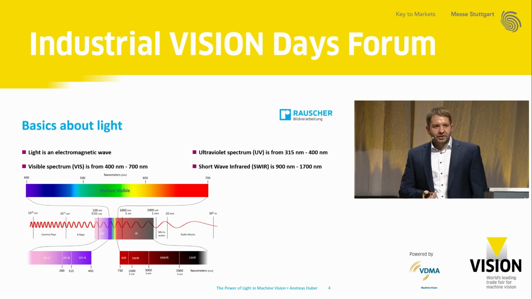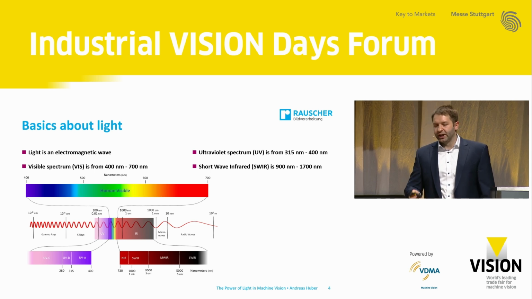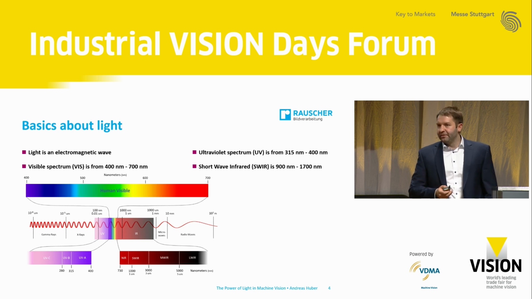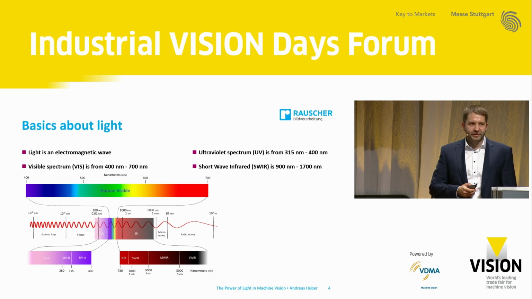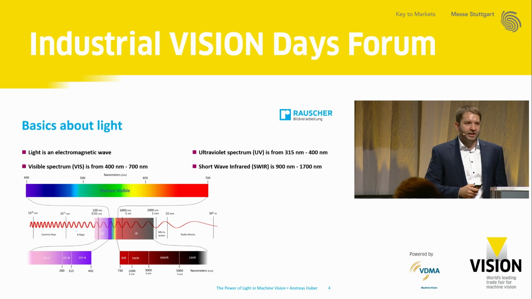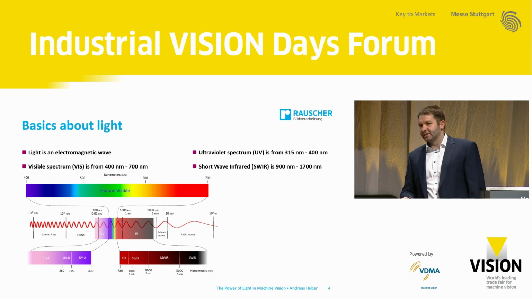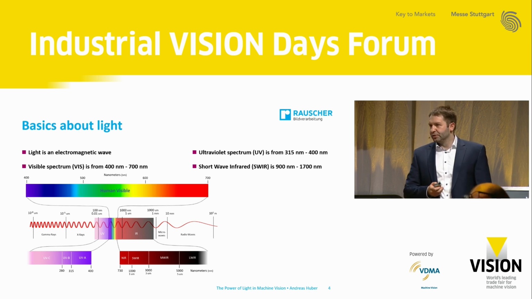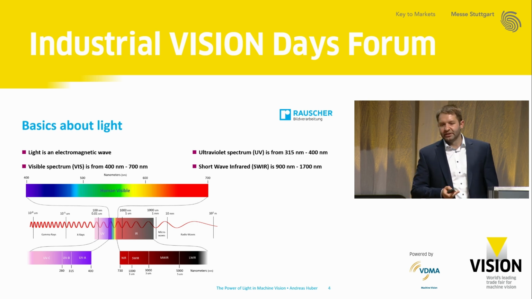We also can have a look at the ultraviolet spectrum. It's from 350 nanometers to 400. And also a very special field of lighting is the SWIR light from 900 to 1700 nanometers, because there you can see through plastic, water appears black, you can do some welding inspection, so this is also a very, very interesting field.